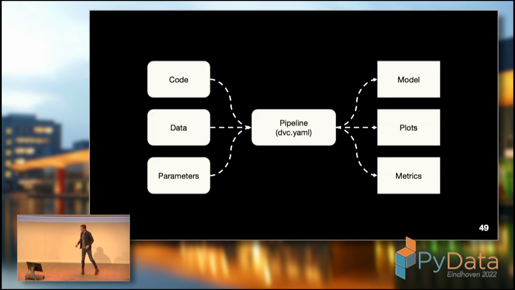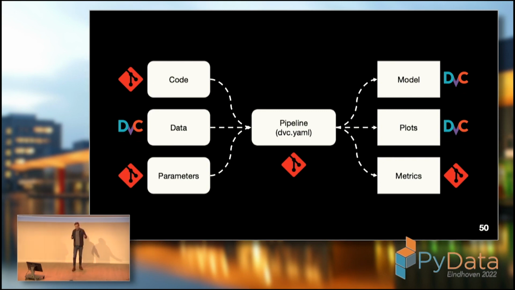This is our pipeline again. So in the middle we have our pipeline. We have defined that as code in the dvc.yaml file. I will show this a little bit later. And our inputs are the code, the data, and the parameters. And the outputs that this process produces are model, plots, and metrics, plus any other artifacts that you may generate if you so choose. And we can define one pipeline run of this.